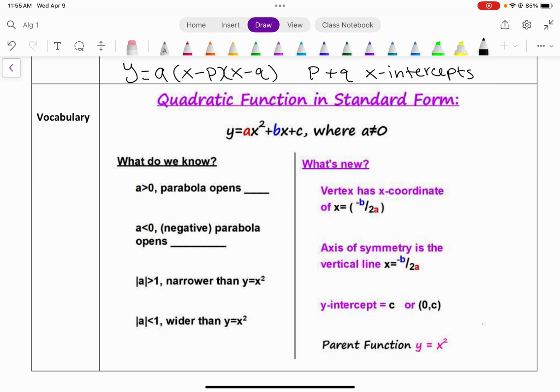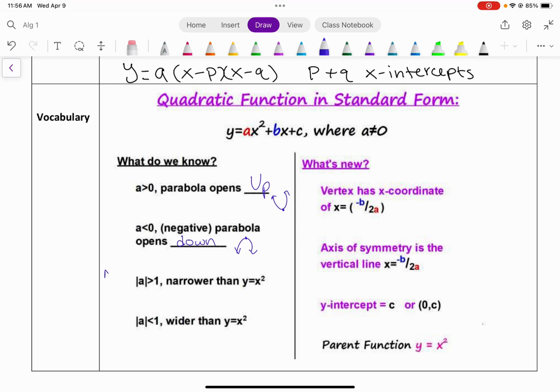Now a couple things are the same. If the parabola has a positive a value, it will open up. If the parabola has a negative a value, it will open down. Remember, if it opens down, it's got a maximum vertex. If it opens up, it's got a minimum vertex. And the a value also controls how narrow or how wide the parabola will be when we compare it to our parent function of y equals x squared.